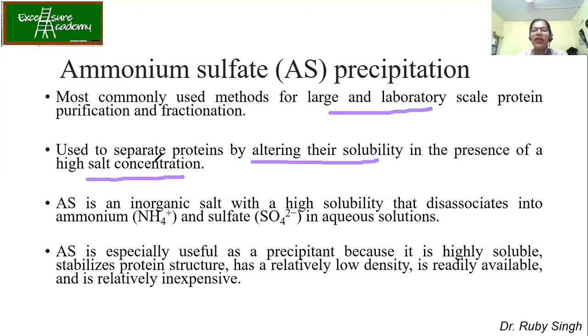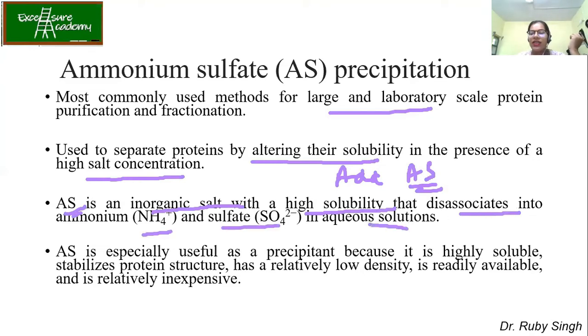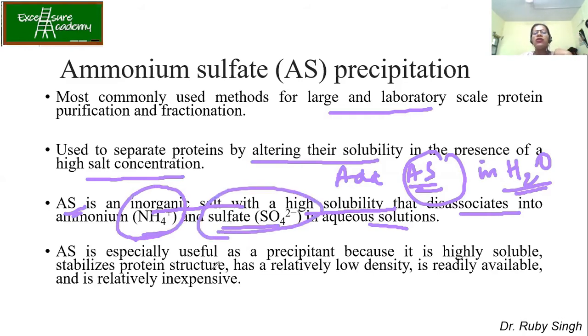So what exactly are we doing here? We are going to add ammonium sulfate to the protein solution, that is, to the extract we have got. Before that, we should know that ammonium sulfate is an inorganic salt with high solubility, because of which it dissociates into ammonium and sulfate ions in aqueous solution. The moment you add it to water, it dissociates into ammonium ions and sulfate ions.